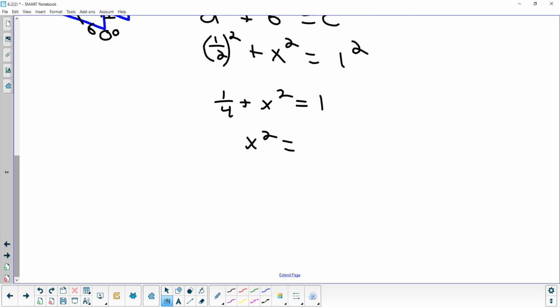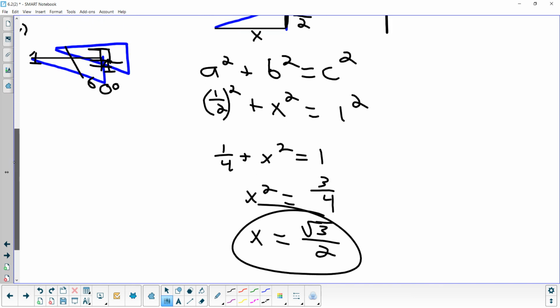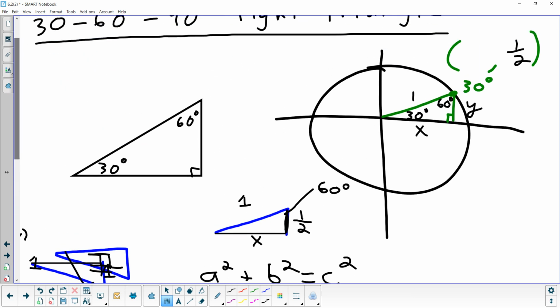X squared will equal how much? Yep, 3/4. And when we take the square root of each side, what will x equal? We'll leave it as an exact answer. Caleb? Square root of 3 over 2. Square root of 3 over 2, and that is the x value. Square root 3 over 2. Okay.